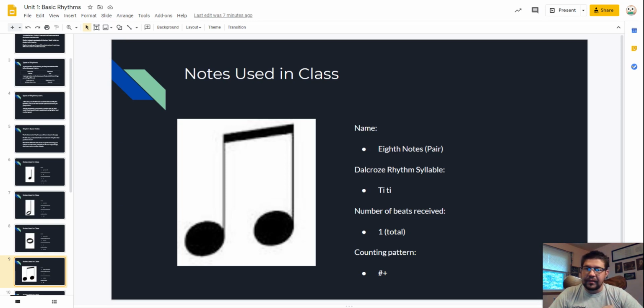Please keep that in mind. That's why we changed the Dalcroze syllable from an ah to an e sound, the TT, to show that it is shorter and that it does have 2 notes inside the space of 1 beat. Let me say that again. 2 notes in the space of 1 beat. The counting pattern is going to be the number of the beat that it starts on, along with that plus sign, which is going to be the word and. And once again, if the counting isn't making sense for you, don't worry, it will.